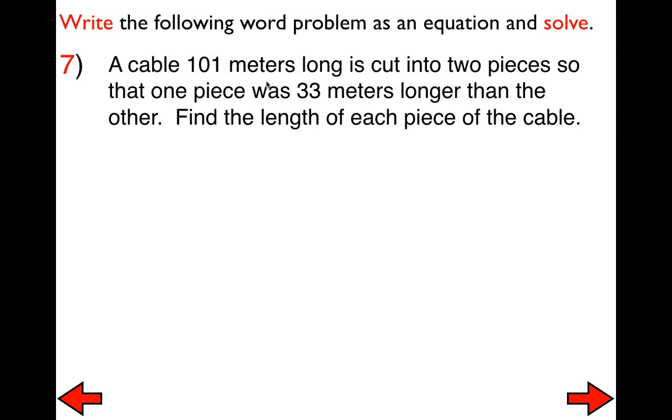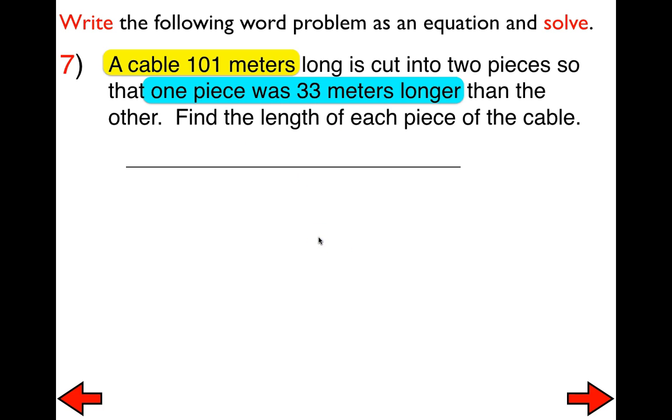Moving on to number 7, here it says, a cable 101 meters long is cut into two pieces, so that one piece is 33 meters longer than the other. Find the length of each piece of the cable. So first things first, I want to highlight the information I think is important. First of all, the cable is 101 meters long, that's important. And I know that one piece is 33 meters longer than the other.